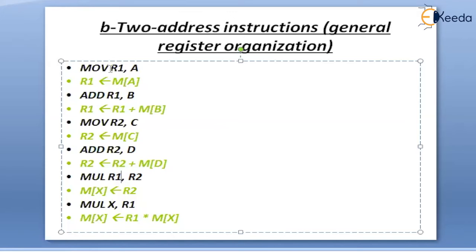That is, only two operands can be accommodated in an instruction. Only two operands must be made available within an instruction. Let us see how this is going to evaluate an expression X = A + B * C + D.